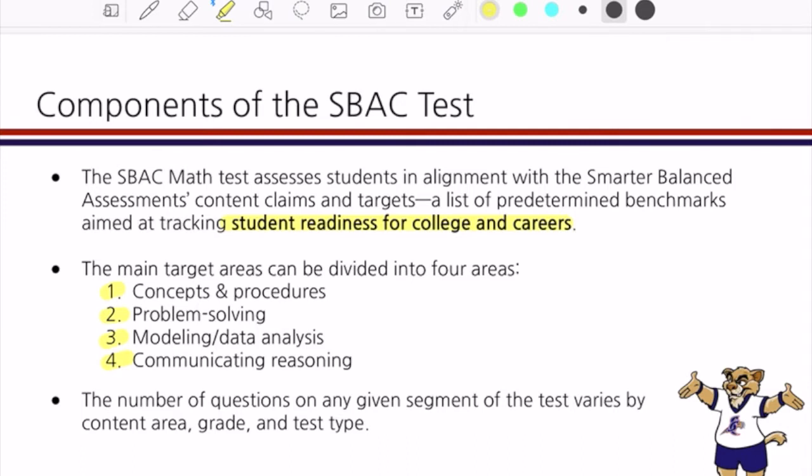Make a note for this slide that the content that the test covers is math that you've been learning all throughout your years of school. It's math that you've learned this year as an 11th grader, but also math from previous years' classes as well.